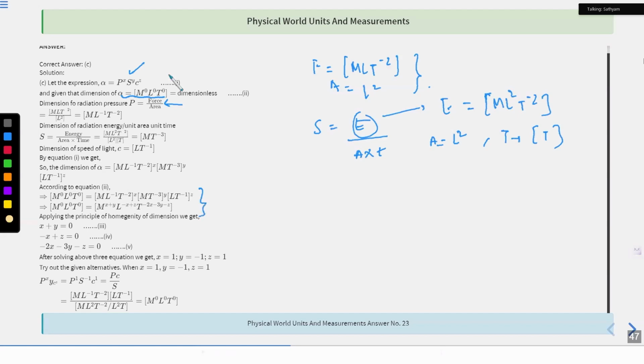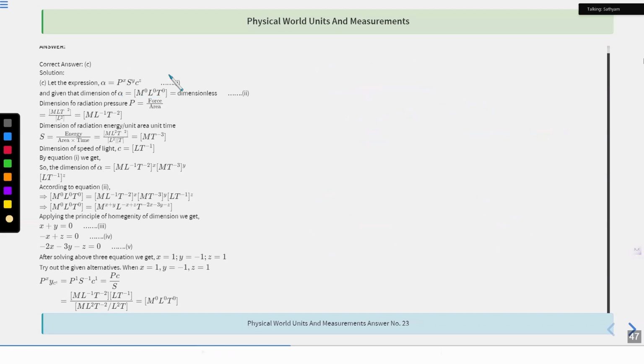Now you have to equate these two equations, that is, compare them. You will get three equations: x plus y equals 0, minus x plus z equals 0, minus 2x minus 3y minus z equals 0. Three equations, three variables, easy to solve. So x equals 1, y equals minus 1, and z equals 1. I hope it's clear, and I hope you understand this question.